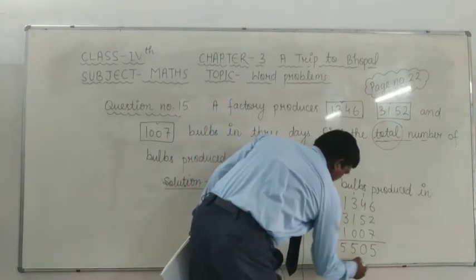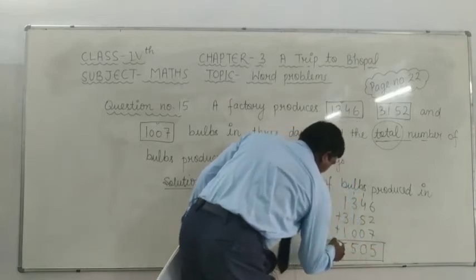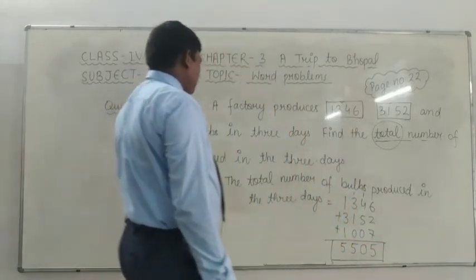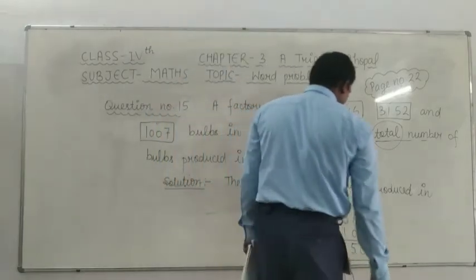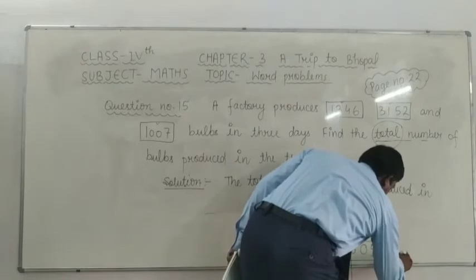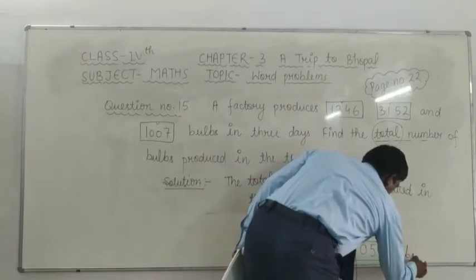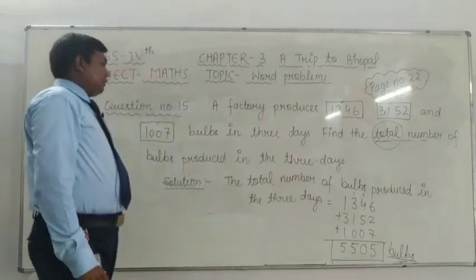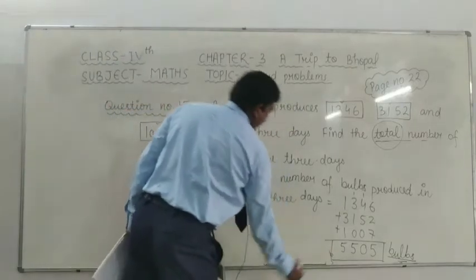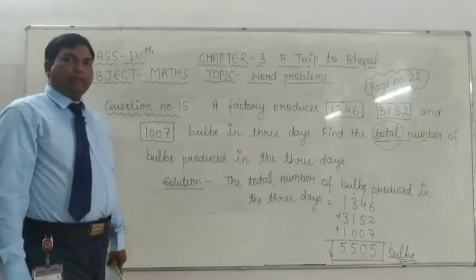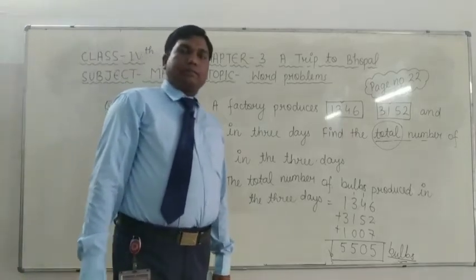Okay, it means that the total number of bulbs produced in the 3 days is equal to 5505 bulbs. Okay, students, this is the answer of this question. If any student has a doubt in question number 15, please ask me on my personal WhatsApp number.